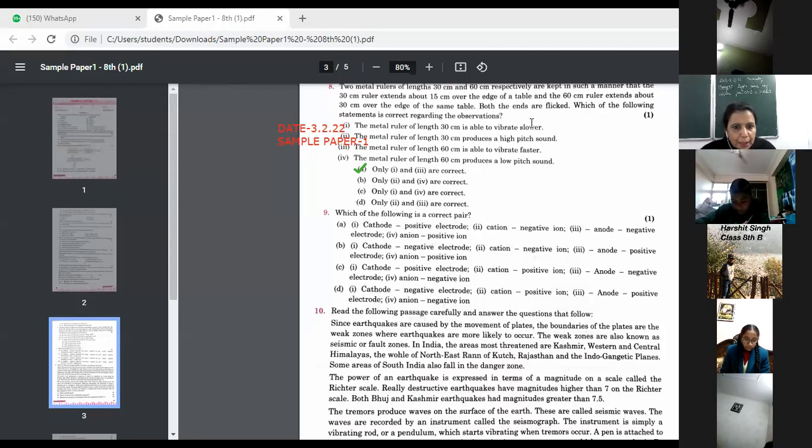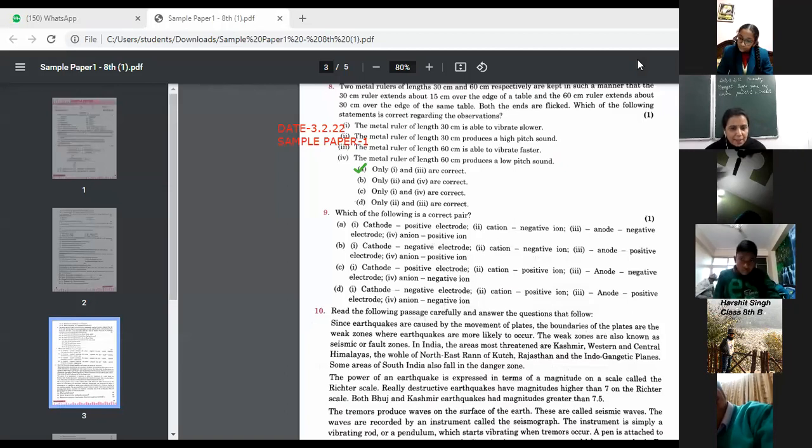Let's move to question number 9. Which of the following is a correct pair? So kindly read it. Cathode, positive electrode; cation, negative ions; anions, anode, negative; anion, positive. So kindly read these options yourself and come to the conclusion.